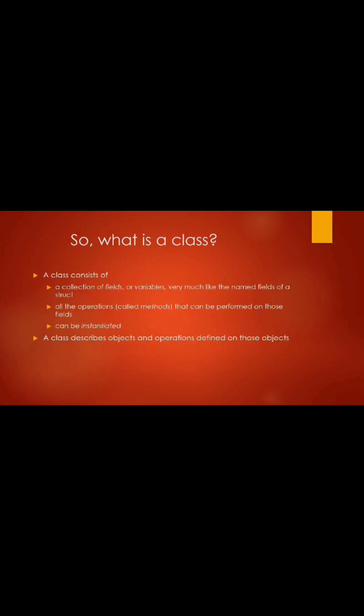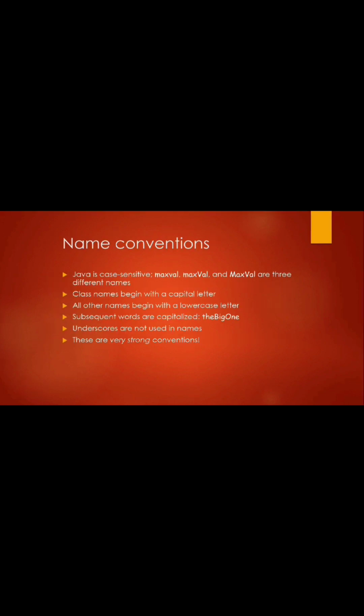As we saw earlier, a class consists of a collection of fields or variables, very much like the named fields of a structure, and all the operations that can be performed on those fields, and can be instantiated. A class describes objects and operations designed and defined on those objects. Now we are going to see the naming conventions in the Java language. Java is case sensitive. So maxval, maxVal with a capital V, and MaxVal with both capital M and V are three different names.